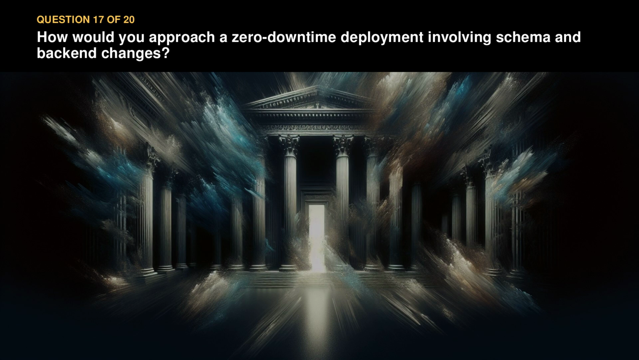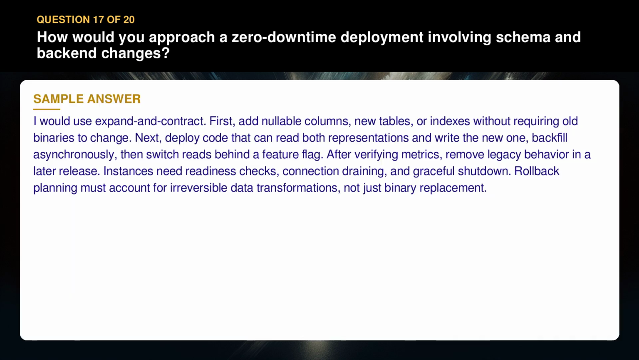Question 17. How would you approach a zero-downtime deployment involving schema and backend changes? I would use expand and contract. First, add nullable columns, new tables, or indexes without requiring old binaries to change. Next, deploy code that can read both representations and write the new one, backfill asynchronously, then switch reads behind a feature flag. After verifying metrics, remove legacy behavior in a later release.